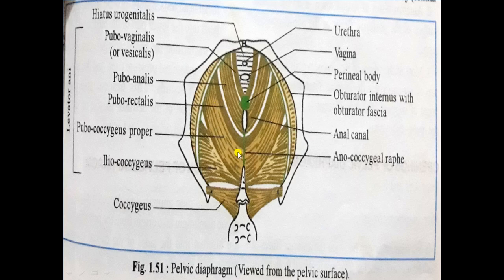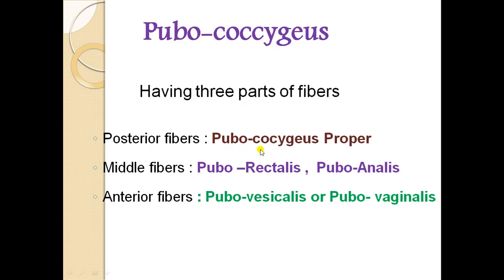The posterior fibers form the pubococcygeus proper muscle, and the middle fibers form the puborectalis muscle and puboanalis muscle. The anterior fibers form the pubovesicalis muscle in male, and in female the pubovaginalis muscle. So these four groups of muscles are very important. The pubococcygeus muscle contains four muscles again: posteriorly the pubococcygeus proper, in the middle the puborectalis and puboanalis, and anteriorly the pubovesicalis in male or pubovaginalis in female. Now we'll see the pubococcygeus proper muscle.